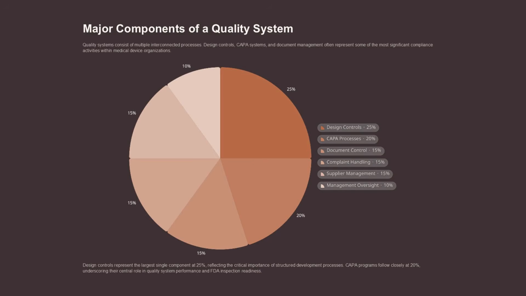Quality systems consist of multiple interdependent processes. Design controls, CAPA systems, and document management often represent some of the most significant compliance activities within medical device organizations. Design controls represent the largest single component at 25%, reflecting the critical importance of structured development processes. CAPA programs follow closely at 20%, emphasizing their role in quality system performance and FDA inspection readiness.